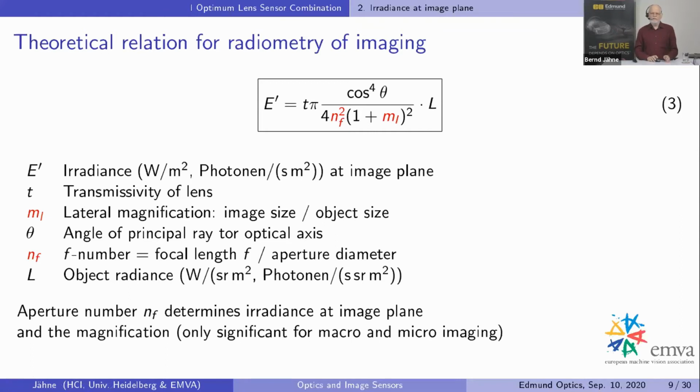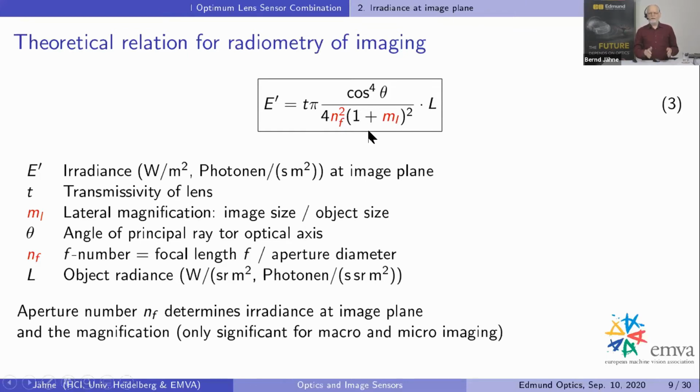And it's going with a square because it's actually not the diameter, but the area you are receiving. And this is why it's a square here. But you see one interesting deviation we have not yet considered. There is also a dependency on the magnification factor.